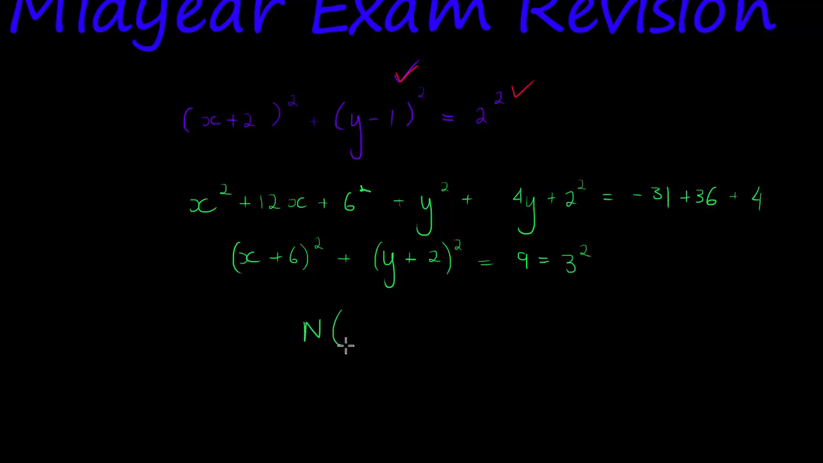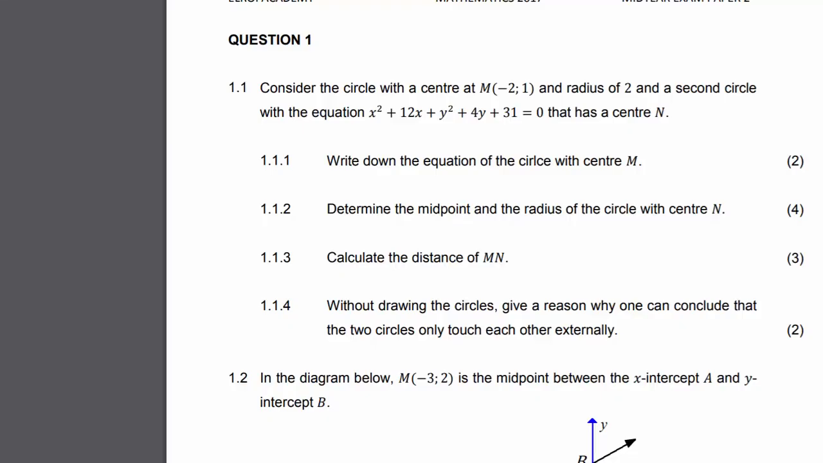So the coordinates for N are negative 6 comma negative 2. Just confirming, negative 6 comma negative 2, and then the radius is 3. Cool. Next question is calculate the distance MN.